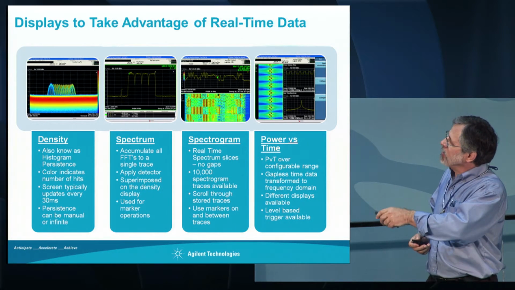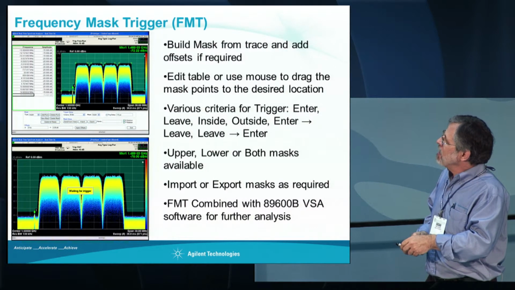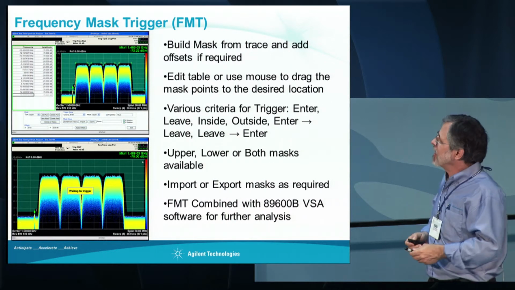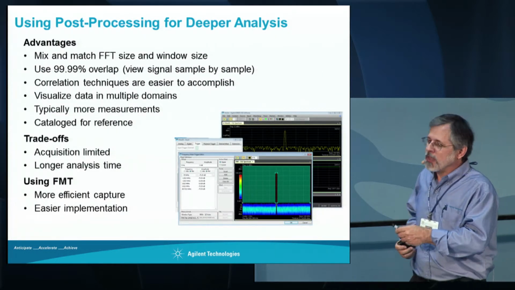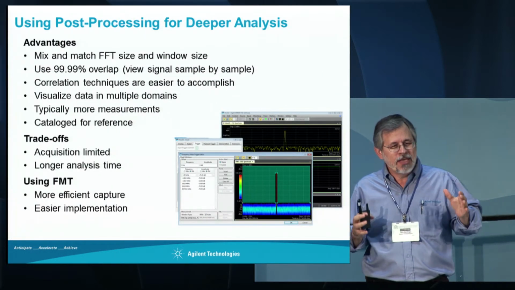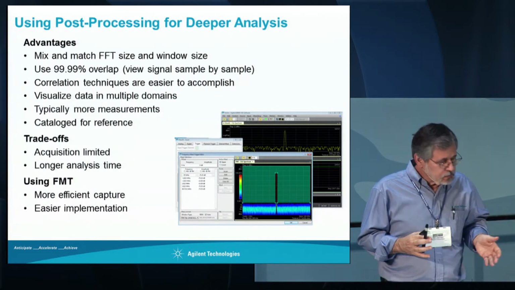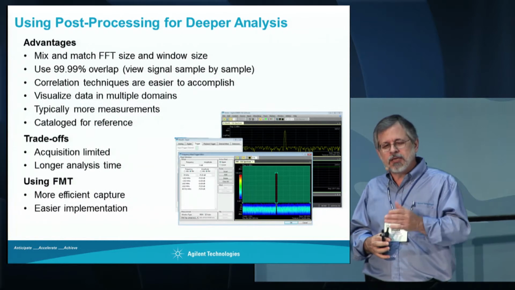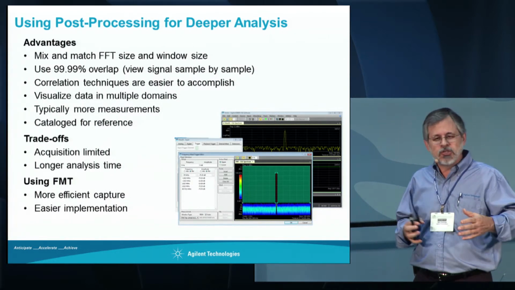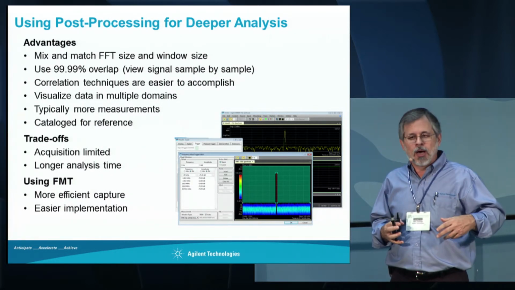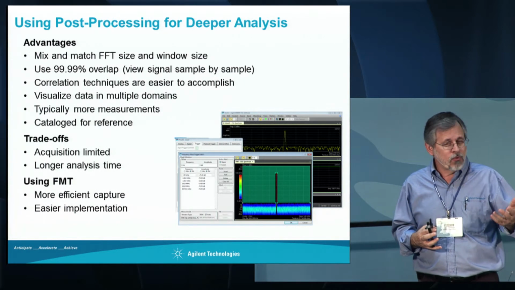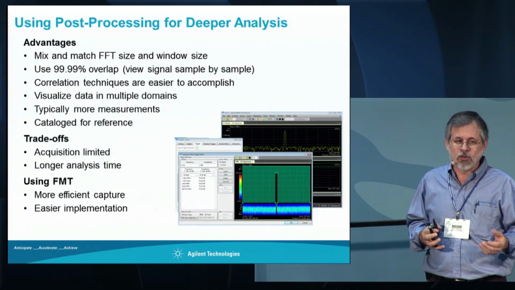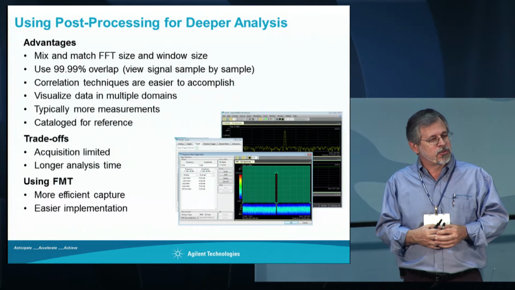I won't talk about the real-time analyzers and the displays, because I think you've seen that kind of material before. The other thing I wanted to mention then is that if you're dealing with these transient or very difficult to detect signals, the other technique that works really well is to use the same sort of hardware, perhaps use a frequency mask trigger or a magnitude trigger to trigger on the signal, but then use the vector signal analysis software.